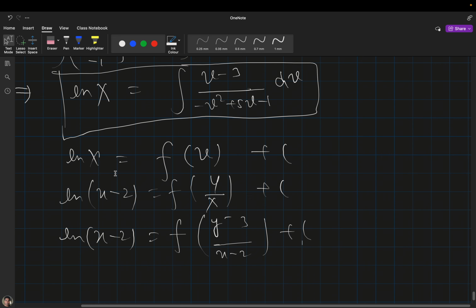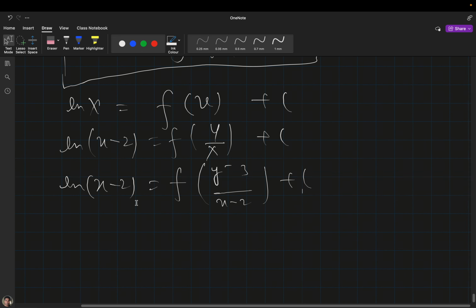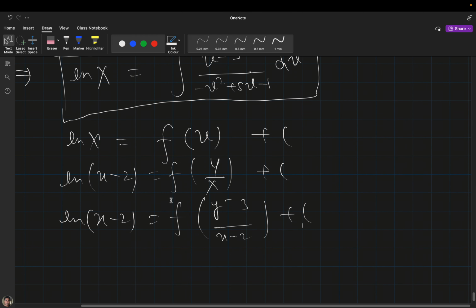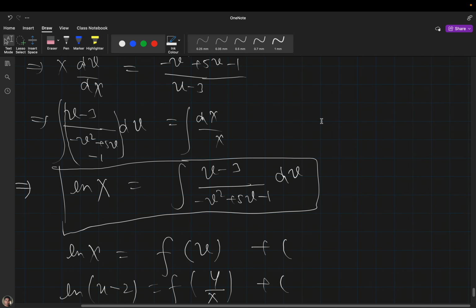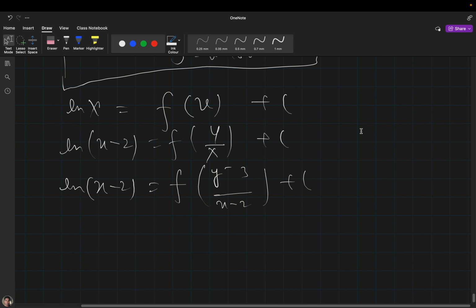This was the last problem I wanted to solve. Fine, today's lecture is over. Any problem? From the next lecture, I will introduce second order differential equations. Then after that I will start Laplace, and using Laplace you can also solve some complicated second order differential equations. Fine?